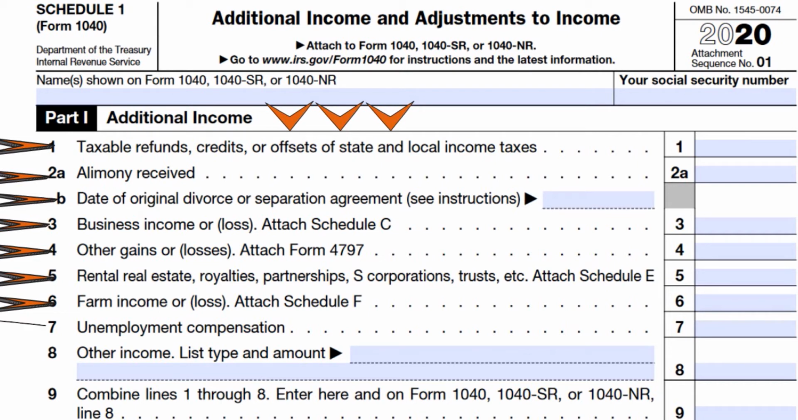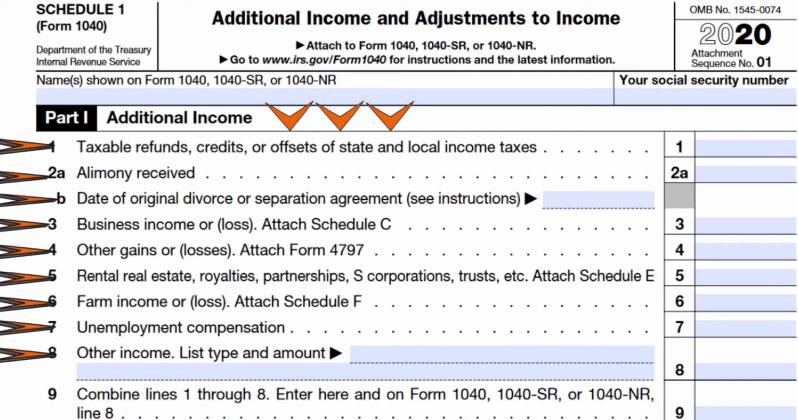Line 7 is for reporting any unemployment compensation you received. And you should have also received a 1099-G with box 1 showing the total unemployment compensation you received during the year. And line 8 is for miscellaneous untaxed income you earned but did not report anywhere else on your tax return. And there's also a line where you can write an explanation of what the income is, right?